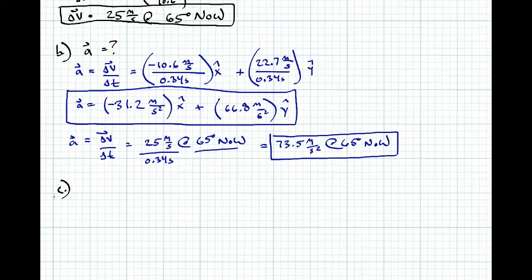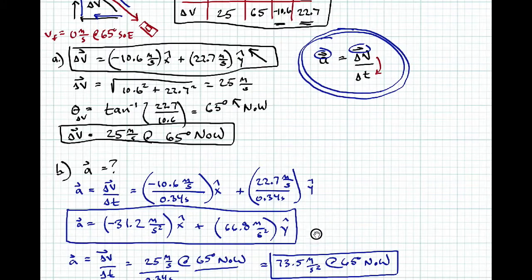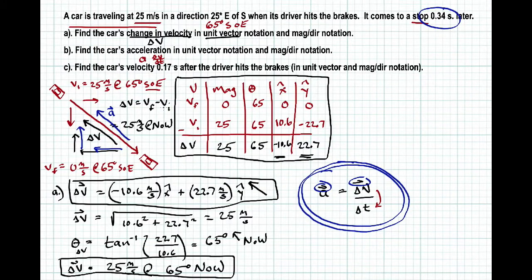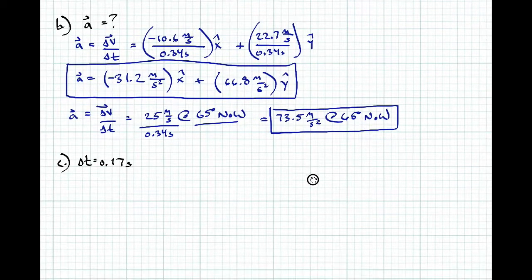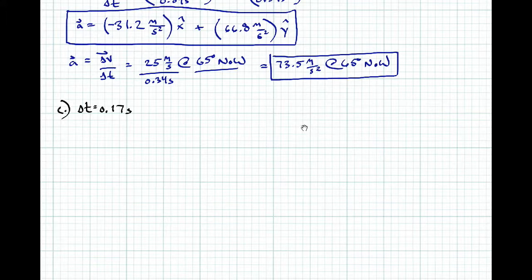You want to find the car's velocity after the driver hits the brakes. The change in time is 0.17 seconds for part C. That's this right here. Okay, 0.17 seconds. So the car is not quite stopped yet. It looks like it's halfway through the time it takes to stop. So we want to find what the final velocity is at that time.